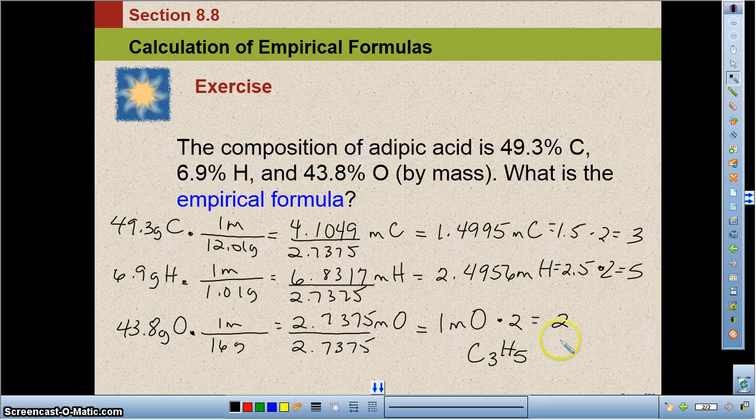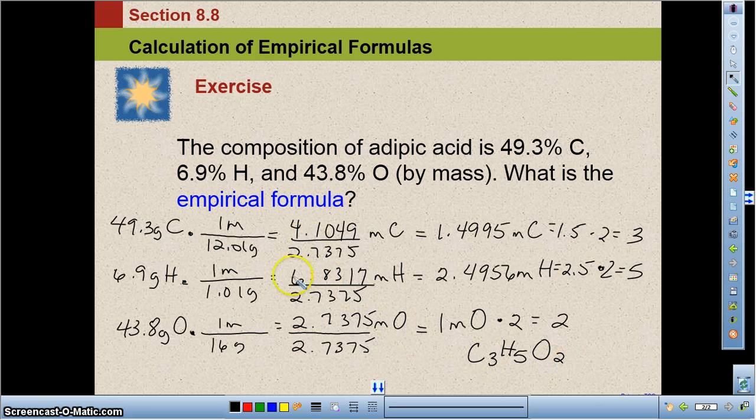That's where that comes from, and O2. This is our lowest whole number ratio. You can't go any lower, reduce any more unless you're dealing with decimal points, and we don't want that. We want a whole number ratio. So that is our empirical formula for this problem. And that's how you do the calculations.